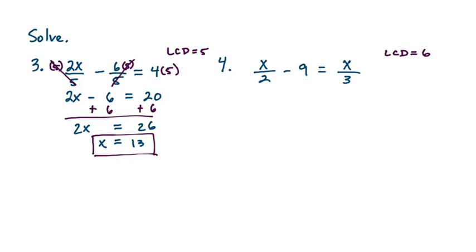Now keep in mind, to find the LCD, all you have to do is write out the multiples of each number. So these are the multiples of 2. These are the multiples of 3. And you can see, oops, I skipped my 6. Hold on a second here.